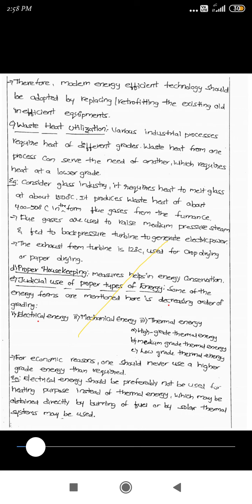Okay, next terminology, proper housekeeping. Proper housekeeping helps in energy conservation. Proper housekeeping in the sense of measuring how much energy is being conserved. In one particular area, how much energy is going to be wasted or consumed. Now you just have to measure.